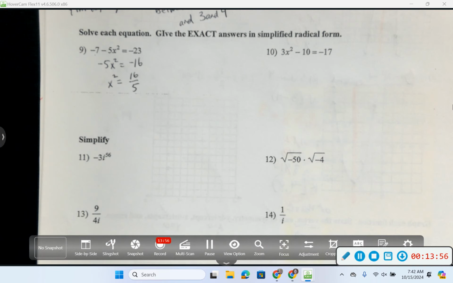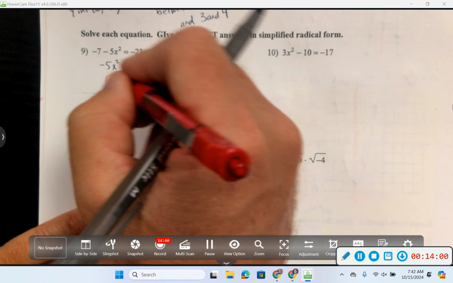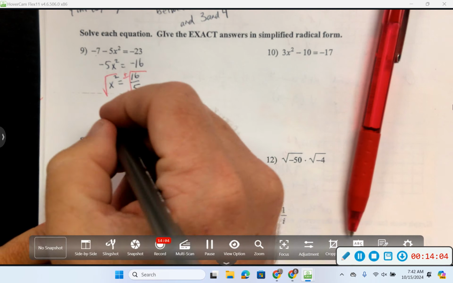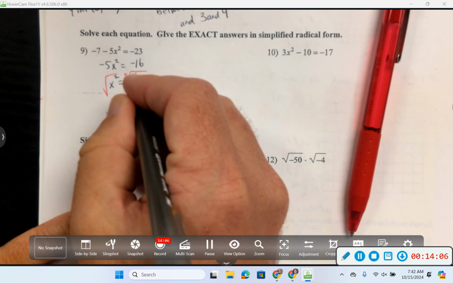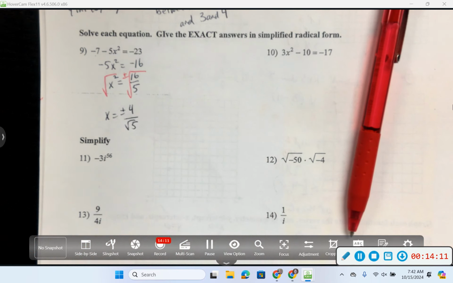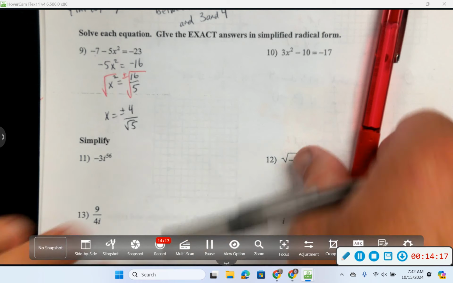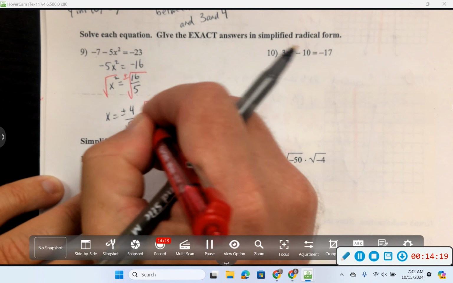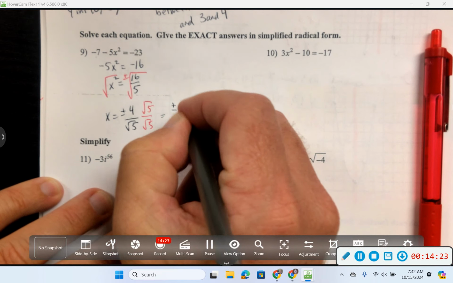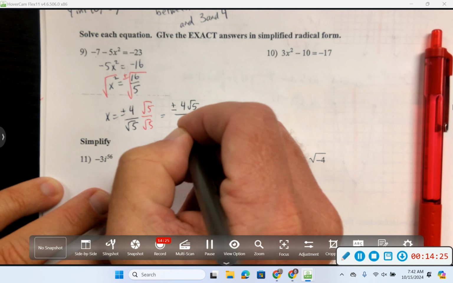So this one's not going to be super clean. I guess it's not terrible, though. Don't forget the plus or minus. I can take the square root of 16. I'm stuck with the square root of 5. But I don't like a square root in the denominator. So plus or minus 4 root 5 over 5.